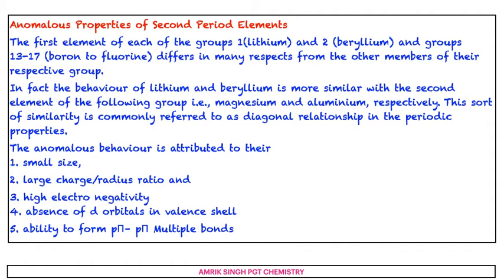The anomalous behavior is attributed to small size, large charge to radius ratio, high electronegativity, absence of d orbital in valence shell, and ability to form p pi multiple bonds. If someone is showing a difference in properties from the rest of the group, there will be four main reasons: small size, high electronegativity, absence of d orbital in valence shell, and ability to form p pi bonds in the second period. These are the reasons for anomalous behavior.